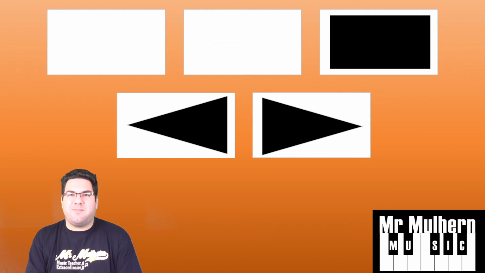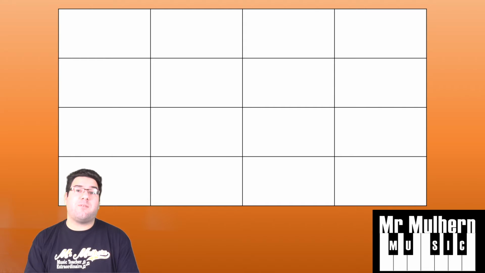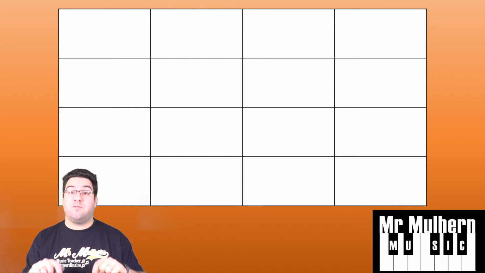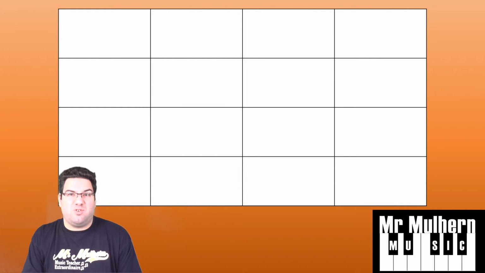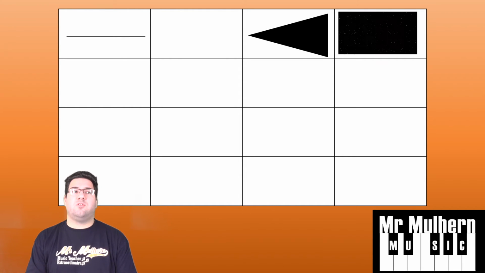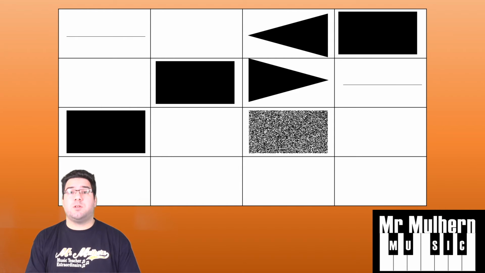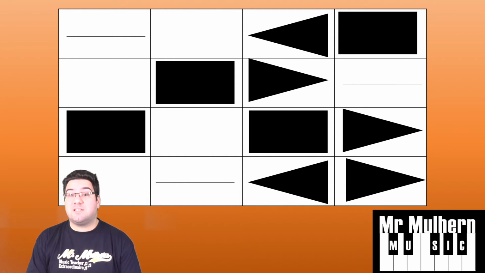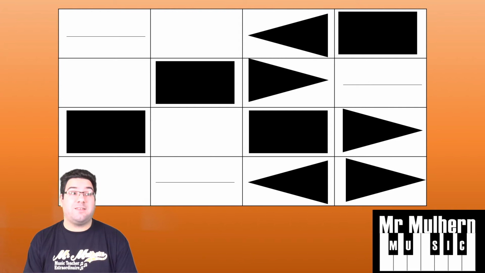Okay, so how are we going to use those? Well, we're going to use this grid with 16 boxes. If you want to, you can download a worksheet with this on from the description below, or you can just draw a box with 16 different boxes in it. So, fill out your grid however you want. As many boxes of silent as you want, as many boxes of loud, of quiet, of getting louder and getting quieter as you want.